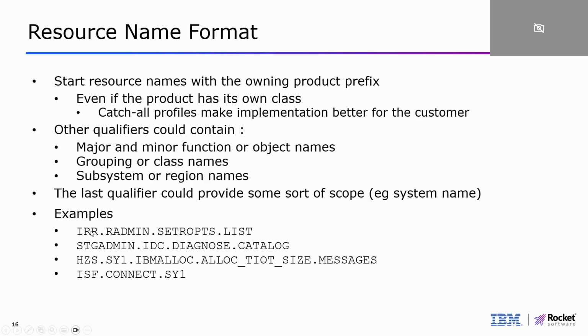irr.radmin.settrops.list. That's an actual resource profile that's used to protect SETROPTS LIST from RACF itself. Okay, STGADMIN.IDC.DIAGNOSE.CATALOG, so that's from the SMS arena. Health Checker profile there. And we've got the system name and second qualifier. We've got an owner here of IBMALERT.